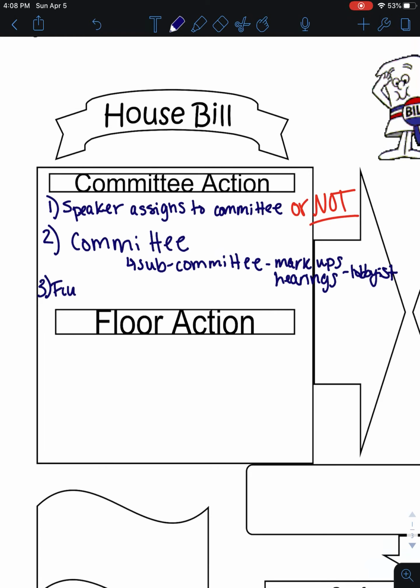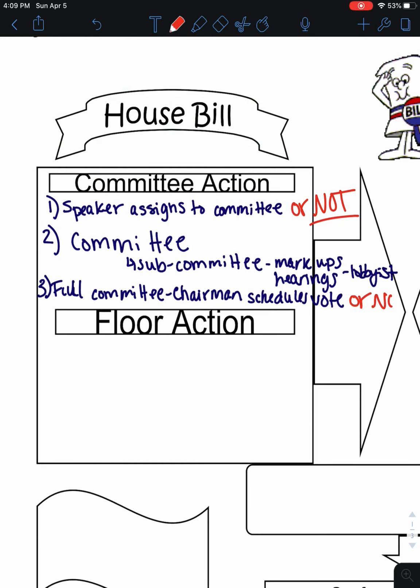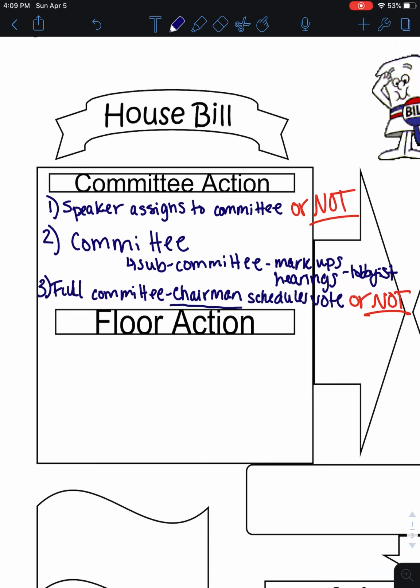And in this full committee, the chairman, the leader of that committee, will schedule a vote. Or not. So that chairman can decide, I don't want this bill to be voted on. I want this bill to die right here. And that is the power of that committee chairman that is given their position by the Speaker of the House. So again, it just goes to show what kind of power the Speaker of the House has.